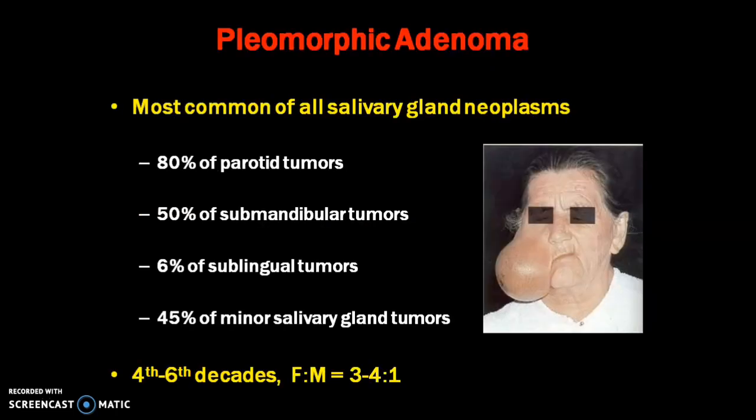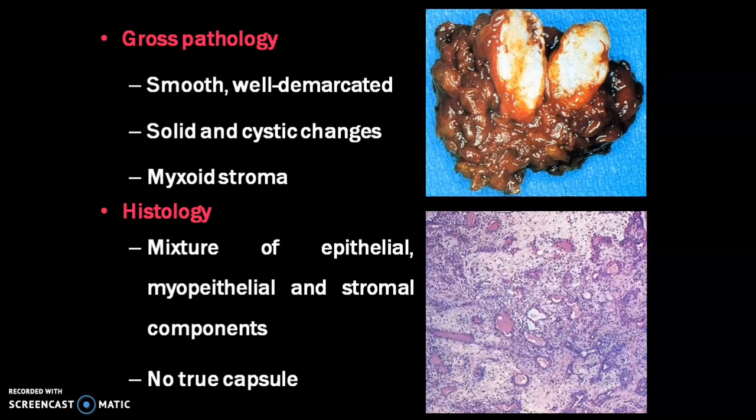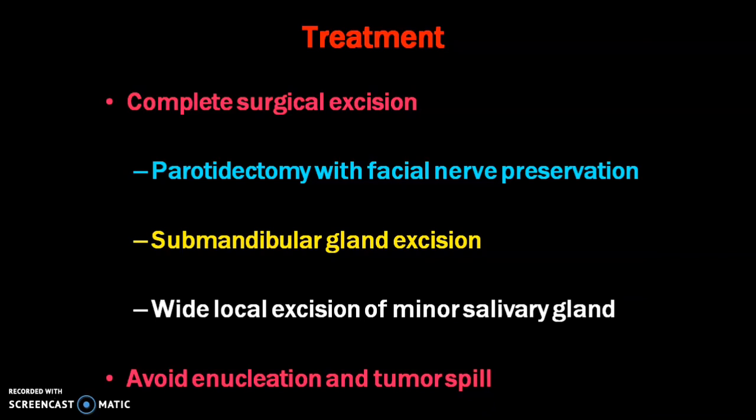Then pleomorphic adenoma is the most common of all salivary gland neoplasms. Usually seen in the 4th to 6th decades, it is a slow growing, painless mass, usually seen in the superficial lobe, mostly in the tail of the parotid. On pathology we will see smooth, well demarcated, solid and cystic changes, and on histology a mixture of epithelial, myoepithelial and stromal components. Treatment is superficial parotidectomy with facial nerve preservation.